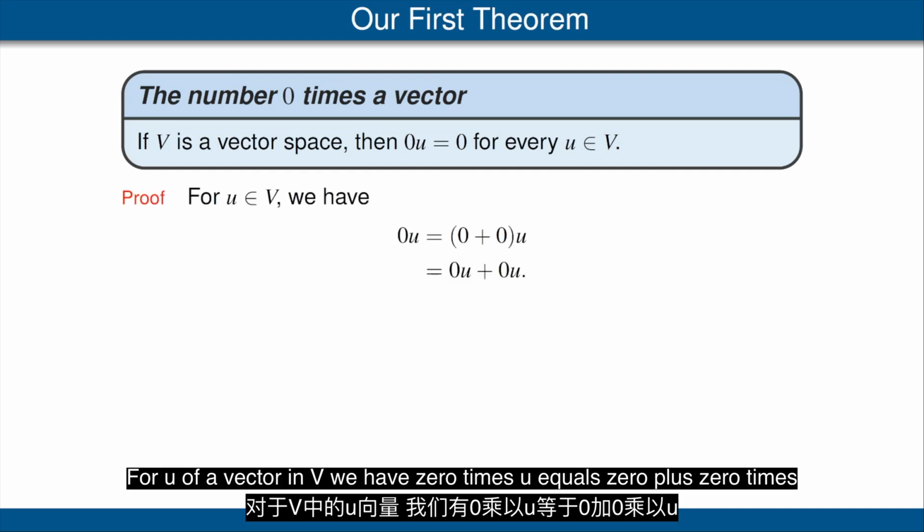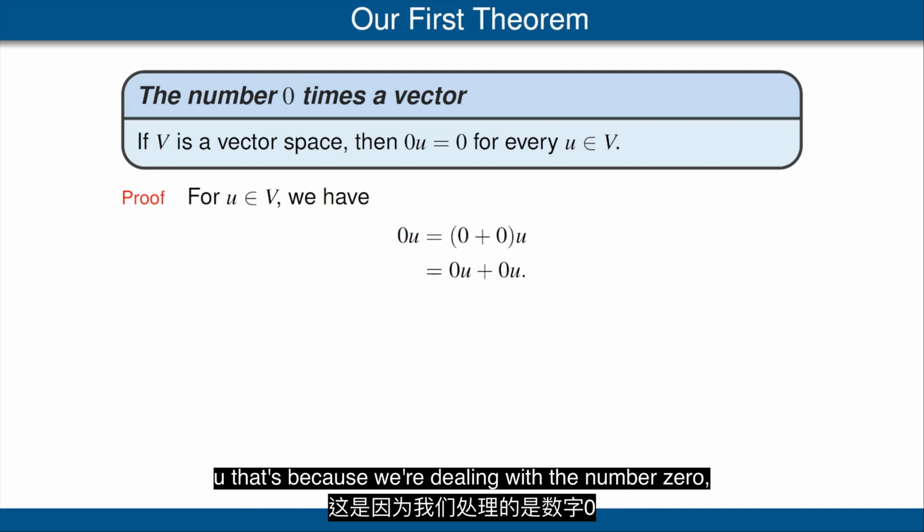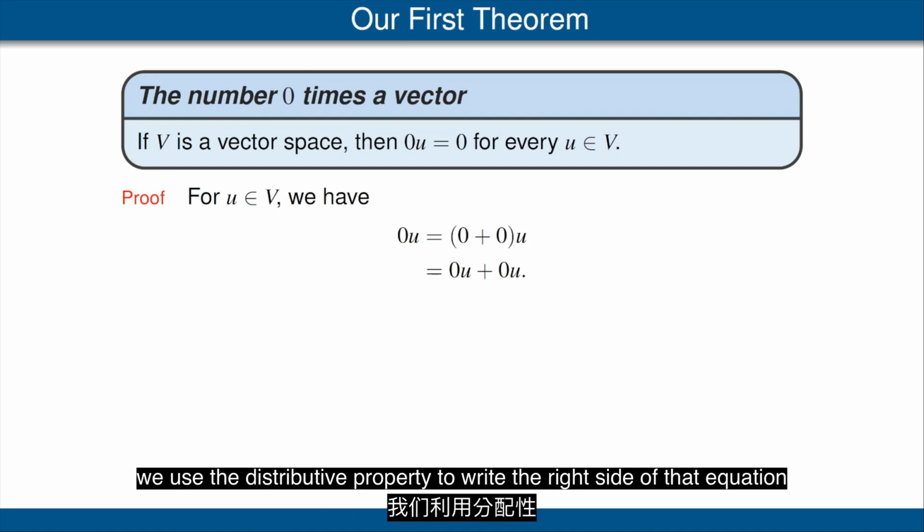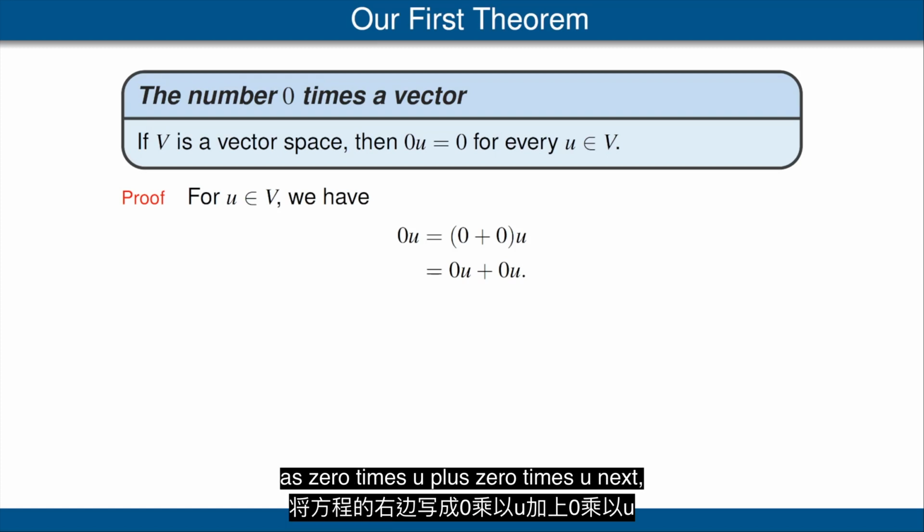For u a vector in V, we have 0 times u equals (0 plus 0) times u. That's because we're dealing with the number 0, which is equal to 0 plus 0. Now we use the distributive property to write the right side of that equation as 0 times u plus 0 times u.